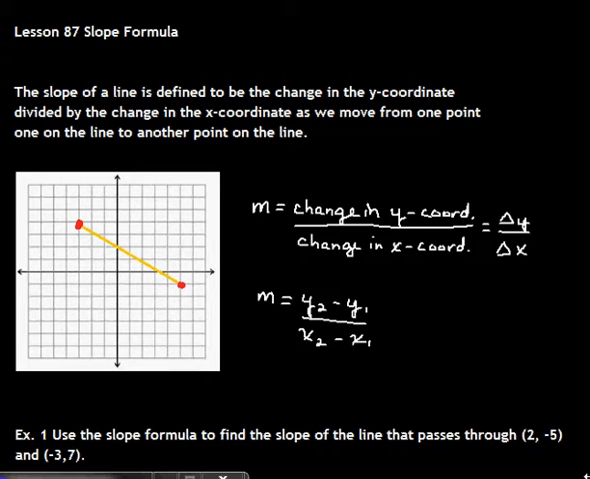Okay, lesson 87, the slope formula. This is an easy lesson. Several easy lessons in a row. We would have definitely got out of class early this week.